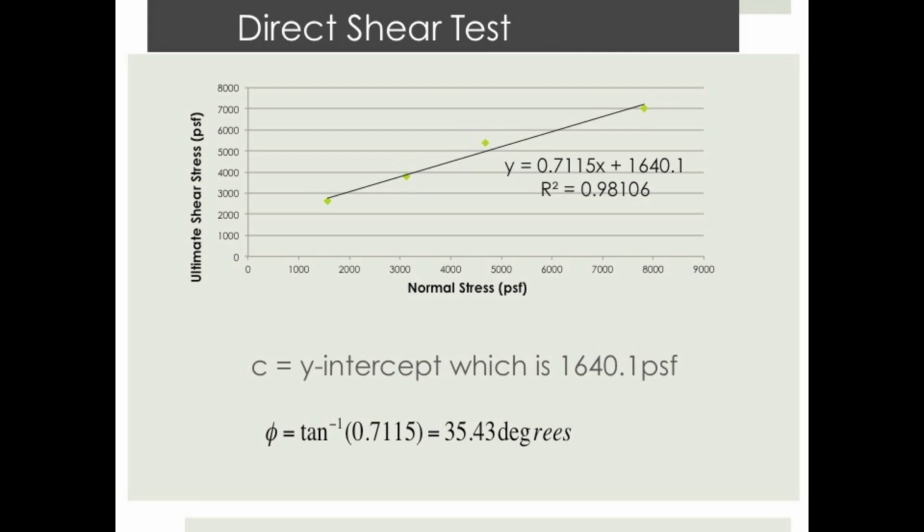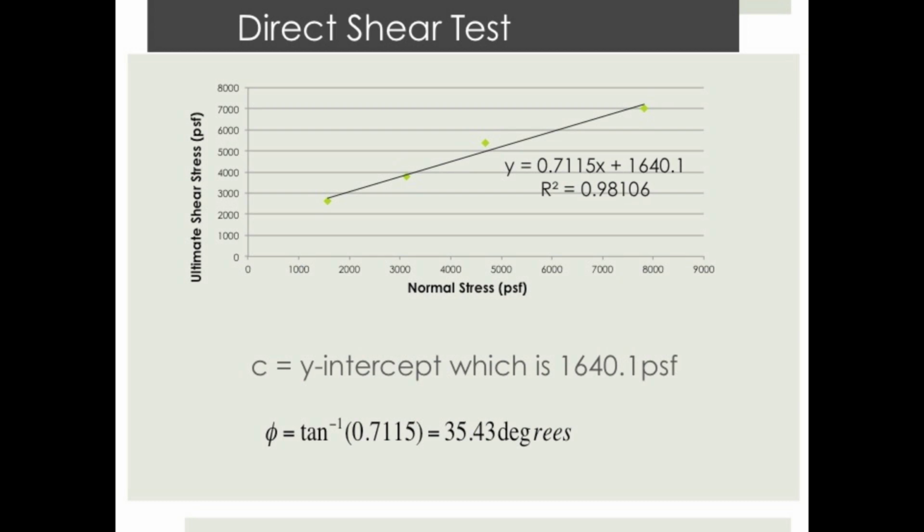Then the angle of internal friction is solved by finding the slope of the linear fit relative to the horizontal. Inverse tangent of 0.7115, the slope, is equal to 35.43 degrees.